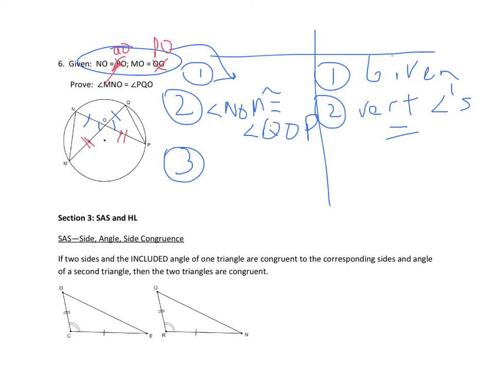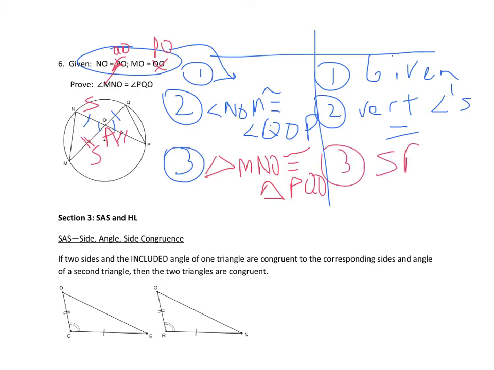Now if you notice here, we've got the angle between two sides. So this is a side angle side situation that we can state triangle congruence. So I would say triangle MNO is congruent to triangle PQO, and that is again side angle side.